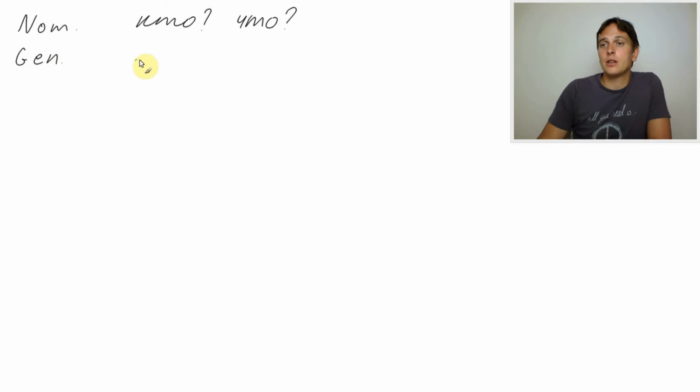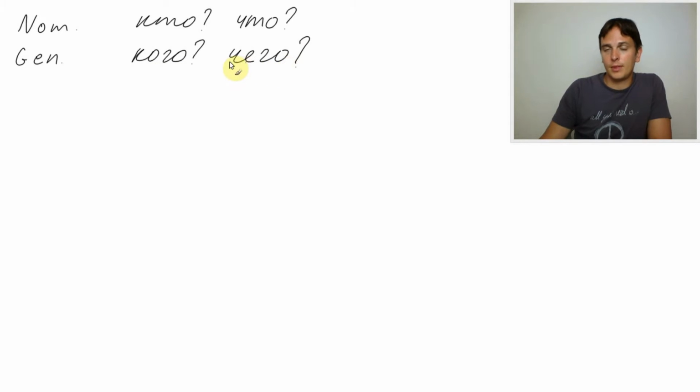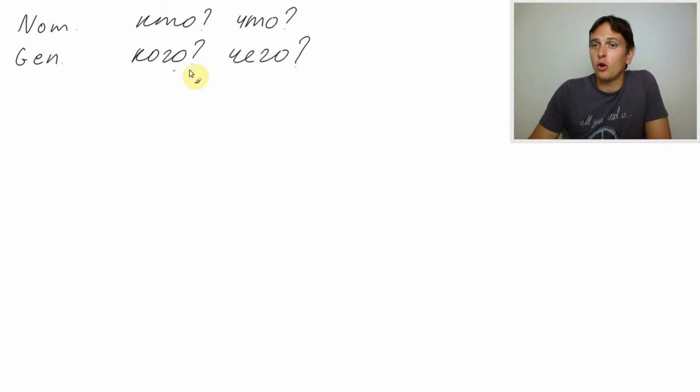Next one is genitive. It answers the questions of whom and of what. Кого, чего. Written кого, чего, however pronounced кого, чего, with the emphasis on o.